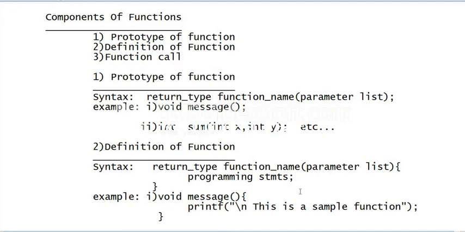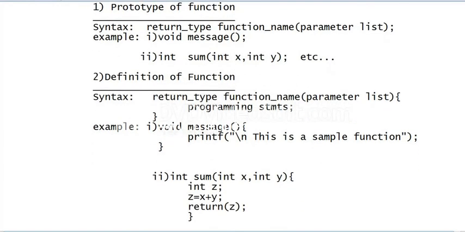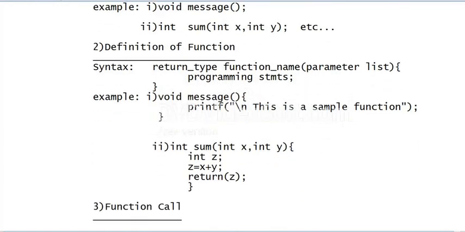The second component of the function is the definition of the function. The definition is simply called the body of the function, where the actual statements, what kind of task this function is going to perform, are written. The syntax is as follows: return type, function name, parameter list, and programming statements. For the above example, void message, we are writing a single statement. This message is going to print a statement that this is a sample of function.